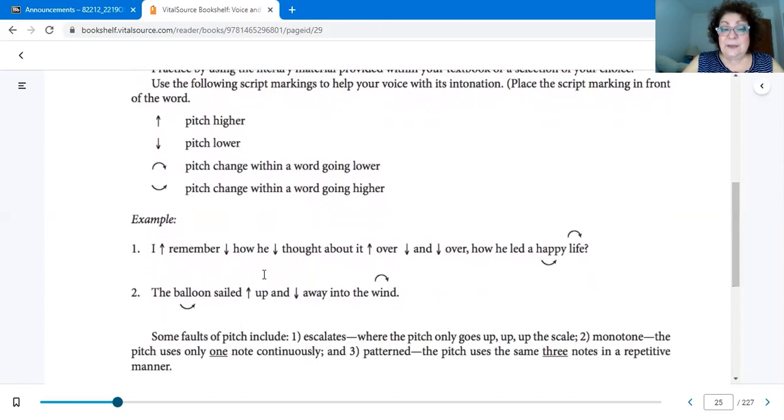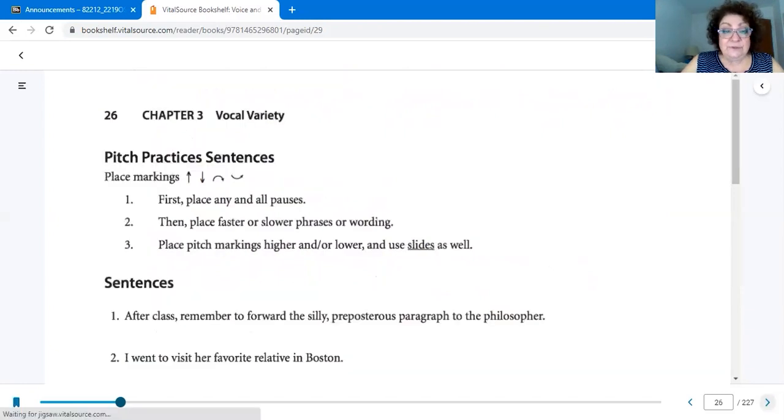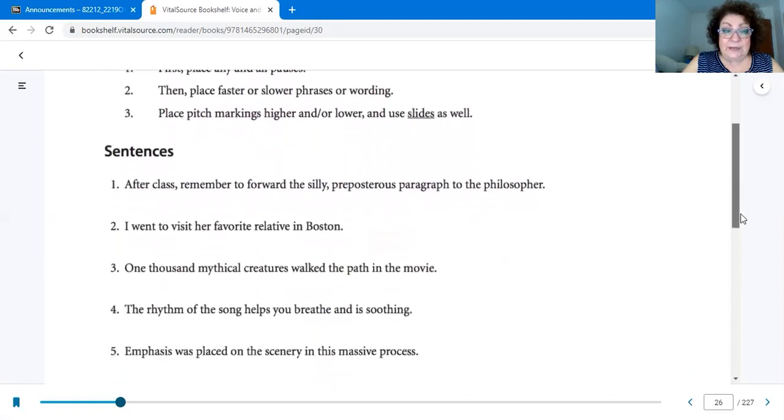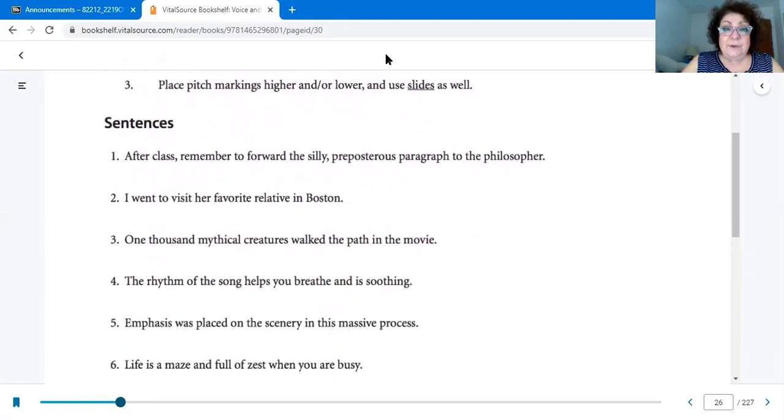The balloon sailed up and away into the wind. And right now, we are learning how to incorporate script markings, read them, and apply them to our voice. So we don't have to put in very, very many, but we do have to incorporate it. So again, I'm going to start using my pauses. I probably will use them on the commas.